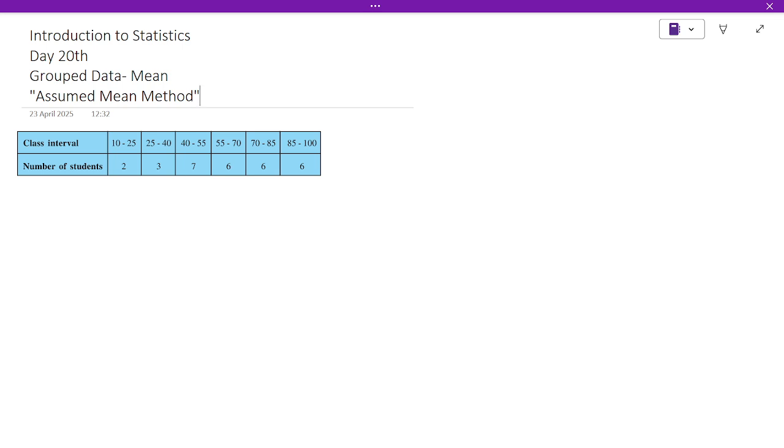You might be asking, we already have one method, the direct method, which is very simple and straightforward. So why do we want to go for another, alternative method, right? For example, see, in the direct method, if you remember, we used the formula. What is the formula? X bar is equal to sigma fi xi by sigma fi, right? So this is the formula we use.